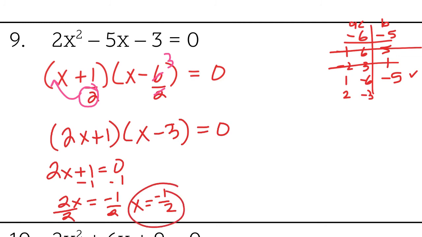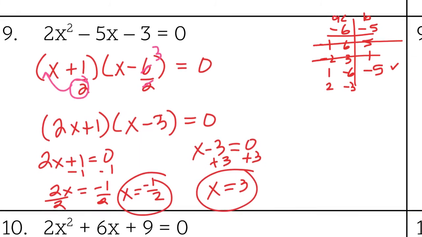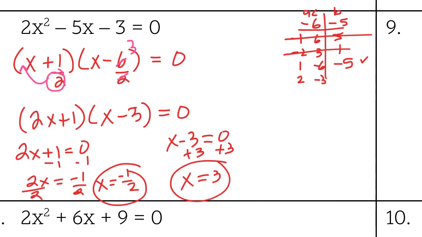Then for the other one, add 3 to both sides. So x equals positive 3. That's my other answer. Again, anytime you have more than one answer, it's going to be written as a set. So x equals the set negative 1/2, comma 3.